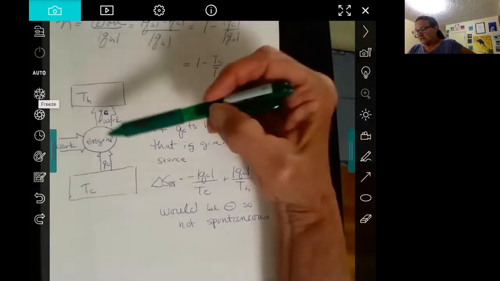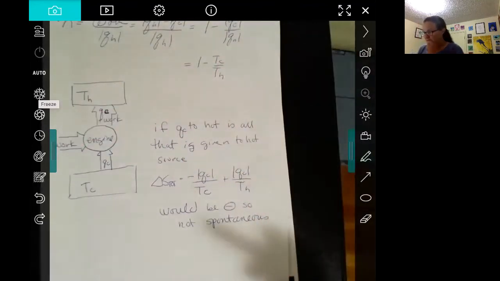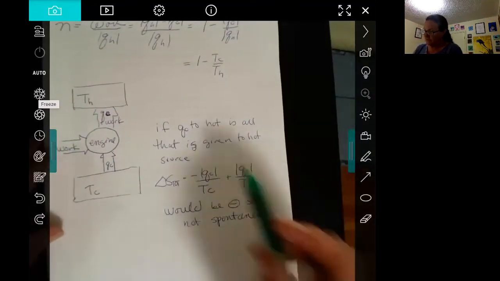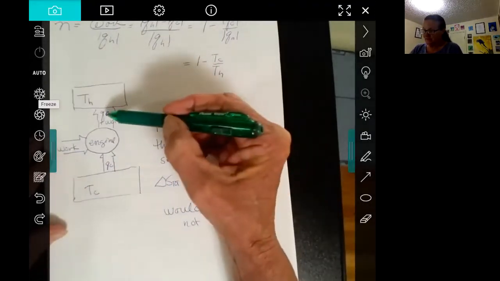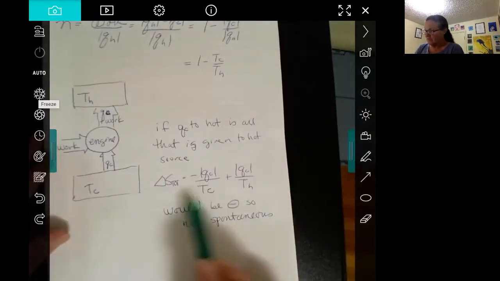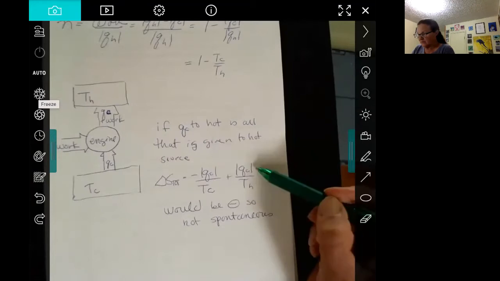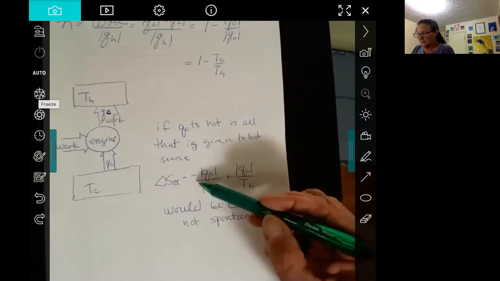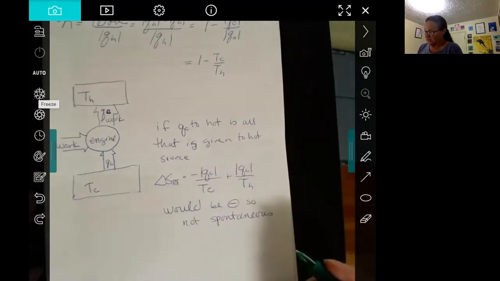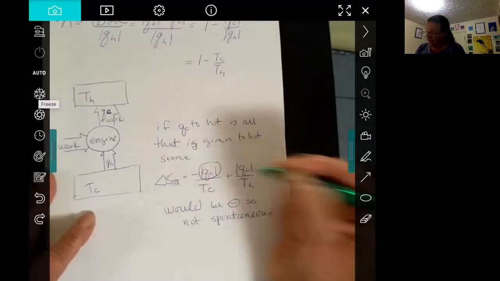So heat doesn't flow from cold to hot spontaneously. You have to put work in. And the real reason you have to put work in is because if QC to the hot is all that goes in, if these two values are equal to each other, then this can never be a positive value, because the same numerator divided by a smaller denominator will always be the bigger number. So it will always be negative. So the only way to change that is to make this value bigger.